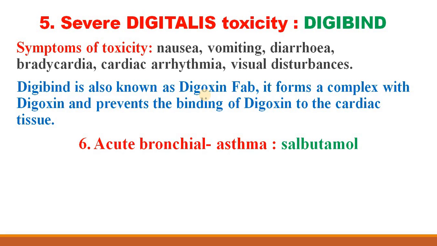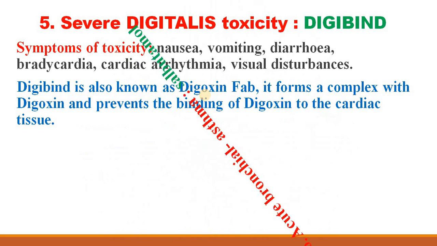Now next, acute bronchial asthma. What is bronchial asthma? Bronchial asthma means there is a narrowing of your bronchus due to external factors. There are a lot of factors responsible for it. There is an acute narrowing and decreased airway, so you will have a decreased lumen of your bronchus. That is known as acute bronchial asthma. The drug of choice is salbutamol. Salbutamol is a beta 2 agonist. It will dilate your bronchial muscle.